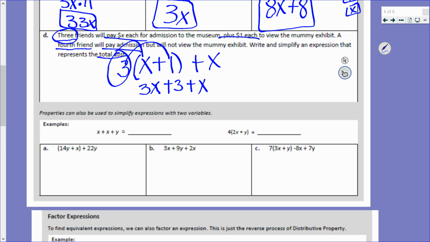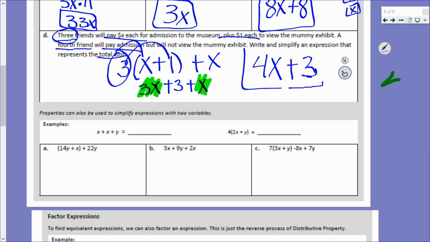Now, does anybody see any like terms that we could combine? So, Ami. The 3x and the x. Good. So I have 3x and I have x. So together, 3x and 1x give me 4x. So my answer is 4x plus 3. Now I cannot combine this any further because remember, x is the admission cost. 3 is the mummy exhibit. You cannot combine them together. They are separate items. Are there any questions so far?